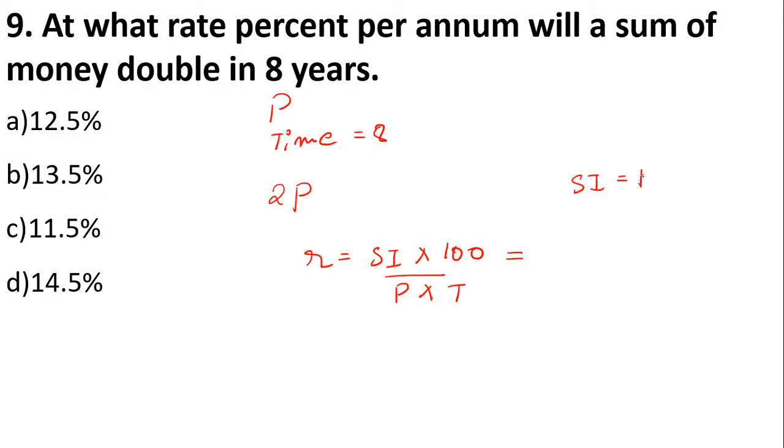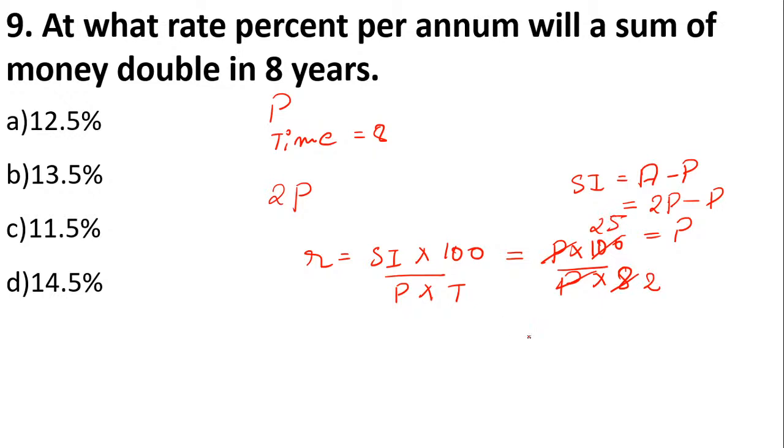the simple interest is equals to amount minus principal. So first it was P, then it becomes 2P. So 2P minus P is equals to P. Okay, so this is the simple interest. So P into 100 upon T into 8. We cancel the two P's. 4 twos are 8, 4, 2. So it is 12.5. Okay, A is the right answer to this question.